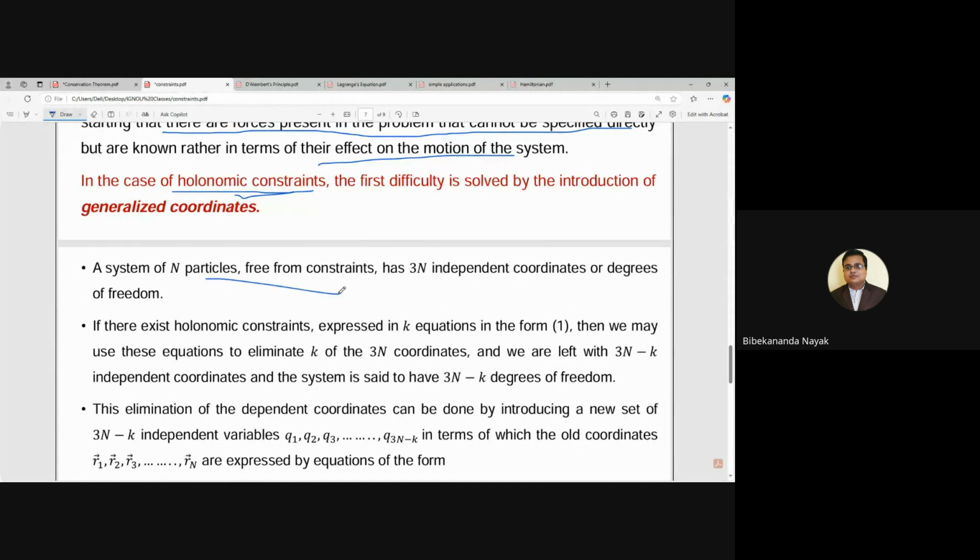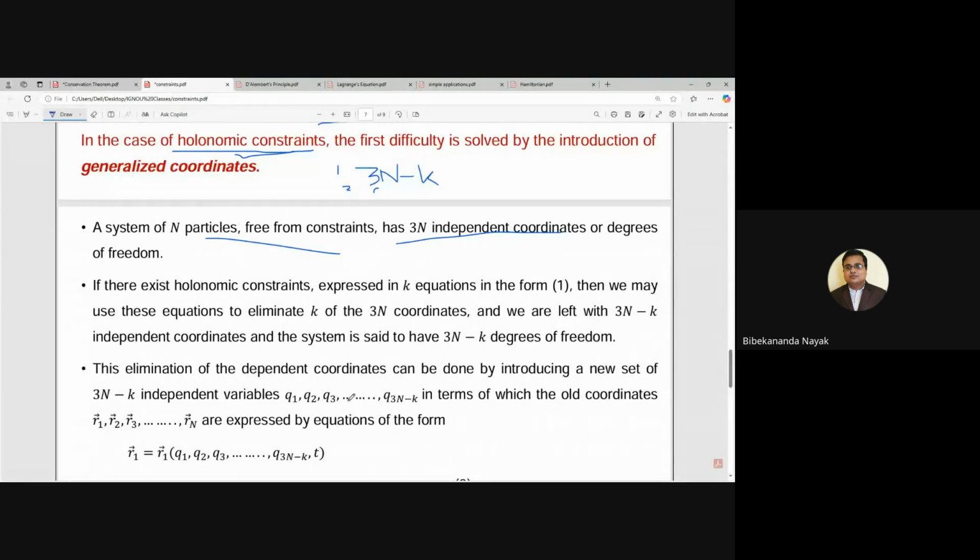For a system of n particles free from constraint, we have 3n independent coordinates, or degrees of freedom. For one particle, we have 3 coordinates. If 2 particles, 6. N particles, 3n coordinates, if there is no constraint. If k constraints exist, then we have 3n minus k independent coordinates. Constraint decreases the degrees of freedom, the independent coordinates.